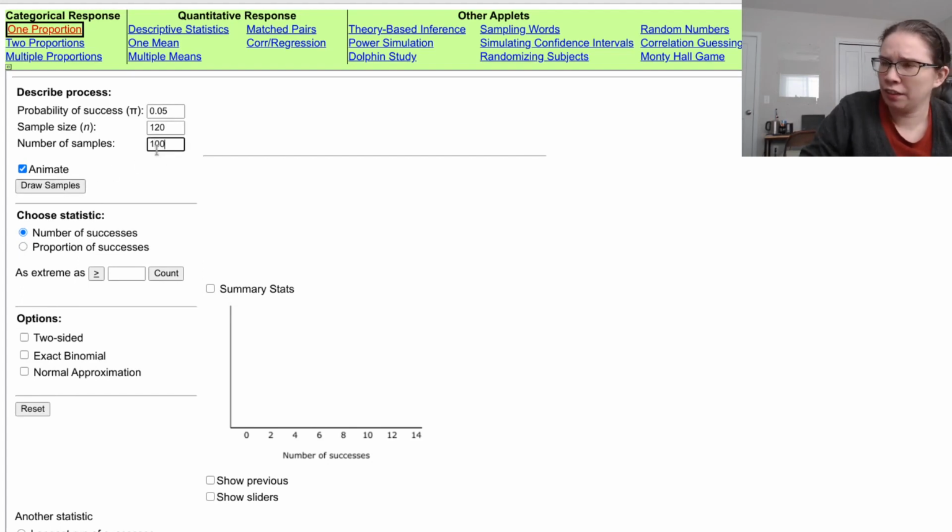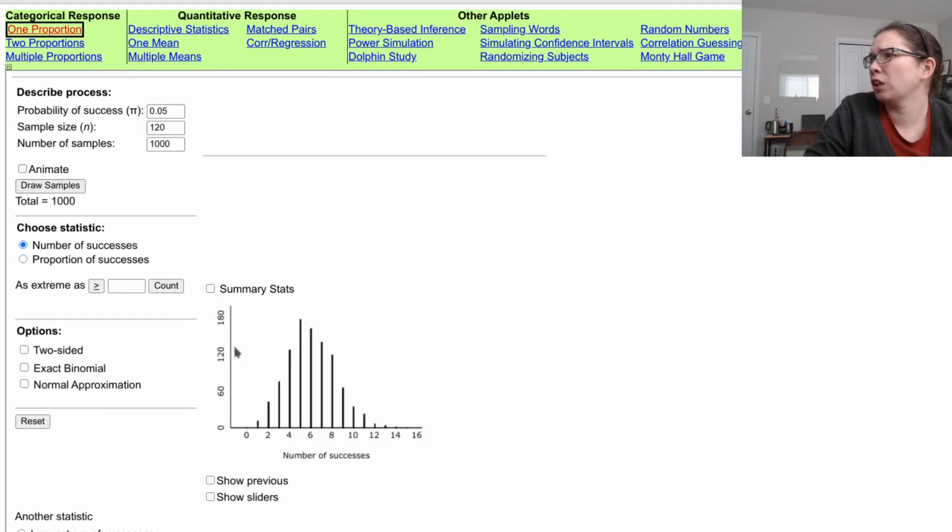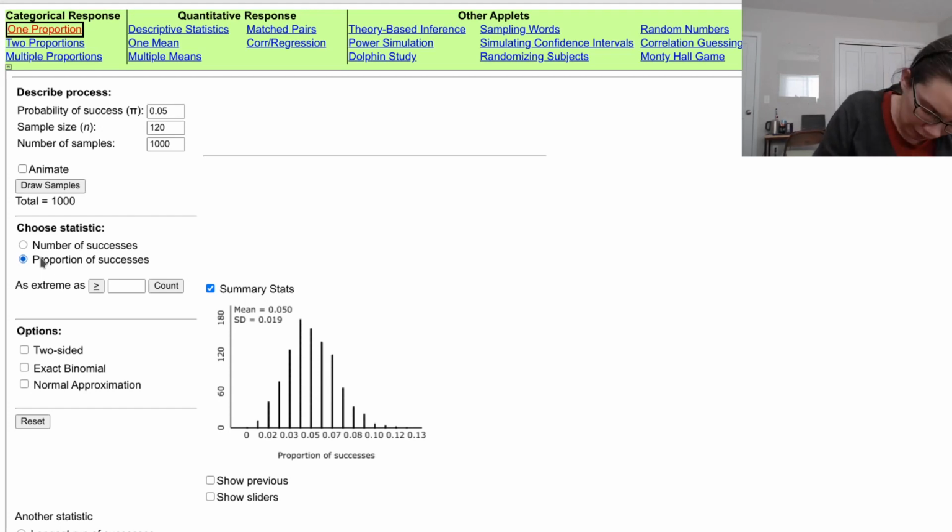Let's go ahead and draw 1,000 samples and not animate anything. We're going to look at the number of successes. Draw samples. We can do summary stats, and let's switch to proportion of successes so that our summary stats make sense. Our population standard deviation from the applet is 0.019. But we could also use the population standard deviation that we calculated before, which is 0.0138.